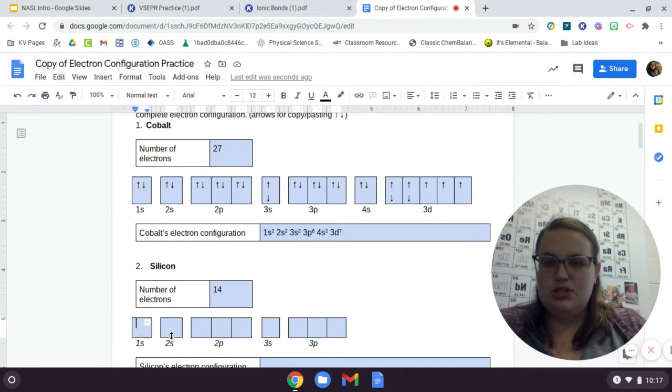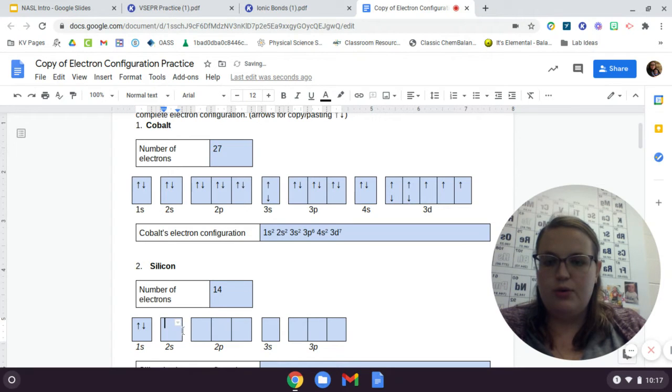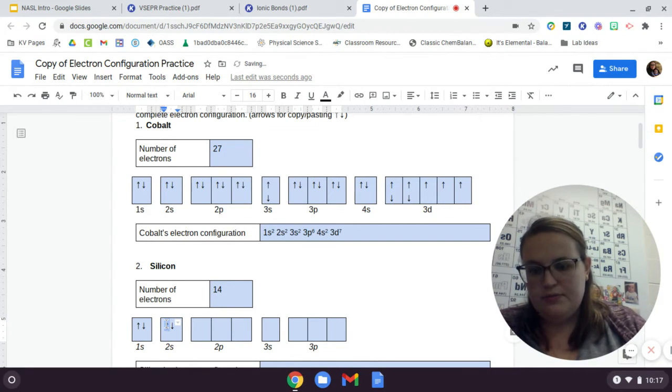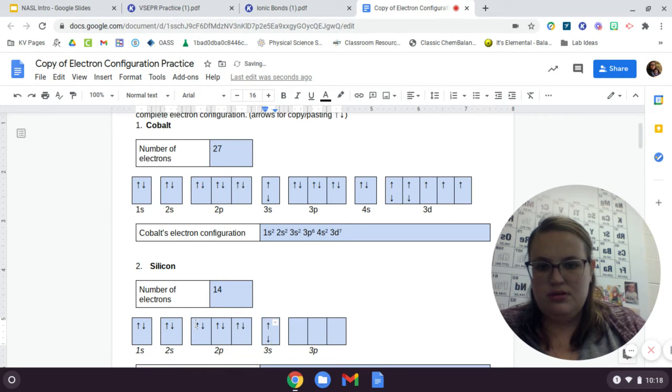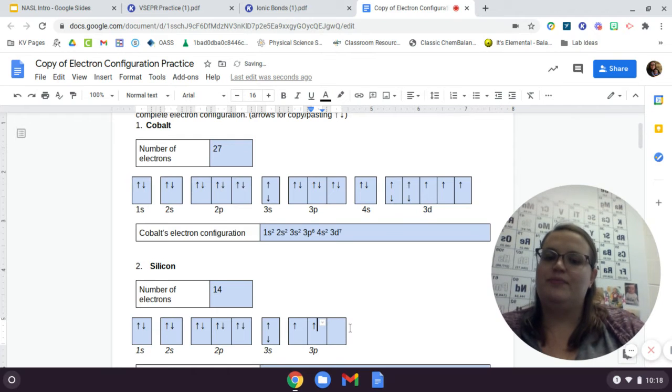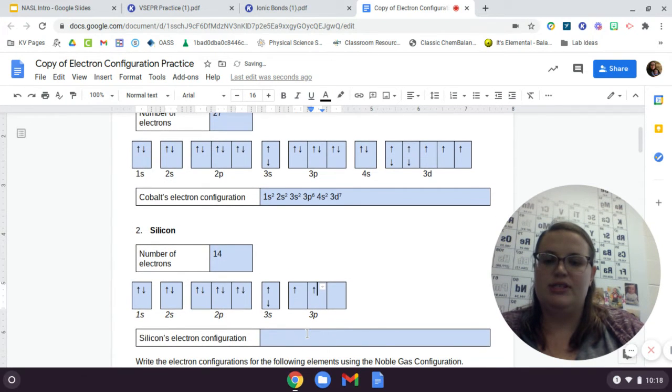So 1s2, I have 2, 4, 5, 6, 7, 8, 9, 10, 11, 12, 13, 14. So let's write out my electron configuration for silicon.